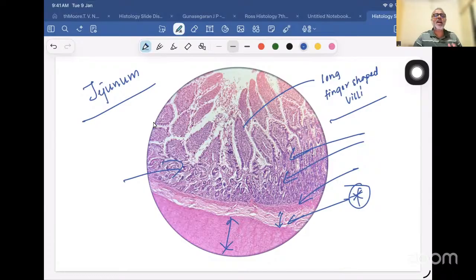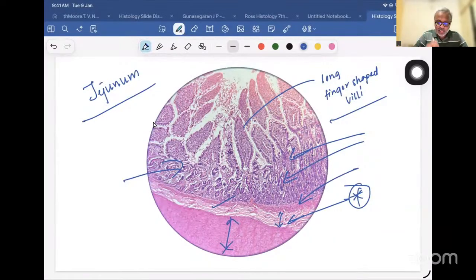If the examiner asks why this is not duodenum, your answer would be the submucosa contains no Brunner's glands. If the examiner asks why this is not ileum, then your answer will be the submucosa does not contain Peyer's patches. What are Peyer's patches? We will see later. Right?